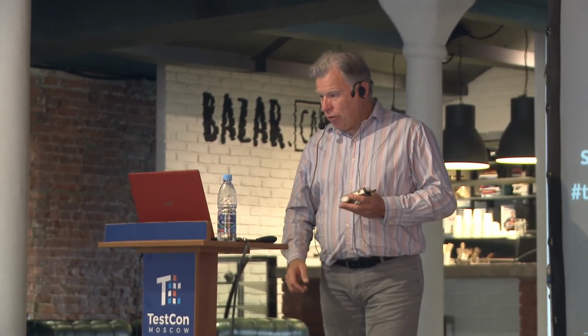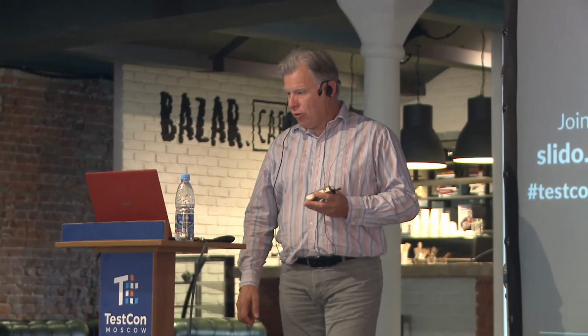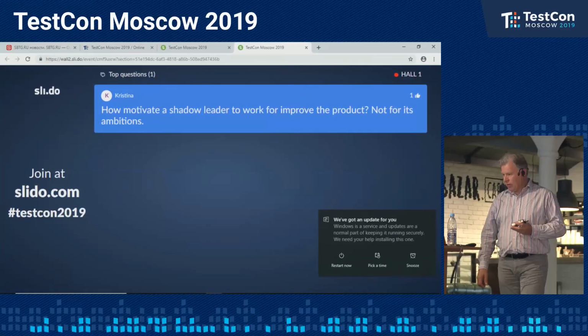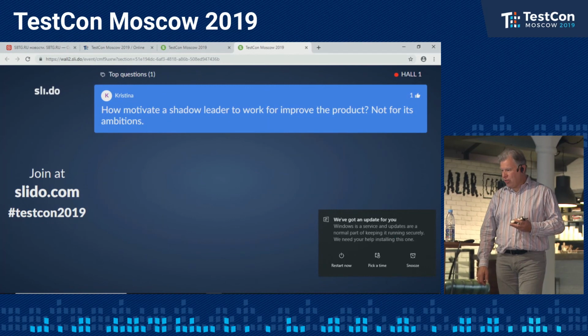Okay. How to motivate a shadow leader to work to improve the product, not for their ambitions. I'm not sure I understand what a shadow leader is.